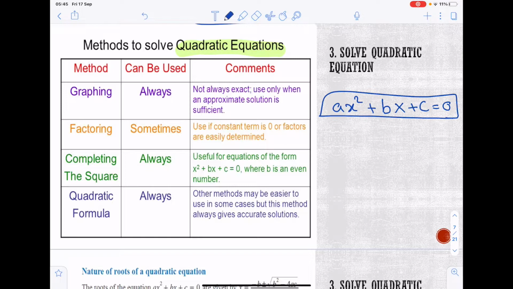Now, how can we solve the quadratic equations? We have many methods. For example, graphing. When you graph the quadratic equation, you can see where the graph intersects the x-axis, and this value would be the answer. Also, we have factoring, which doesn't work all the time, but completing the square and the quadratic formula work all the time.